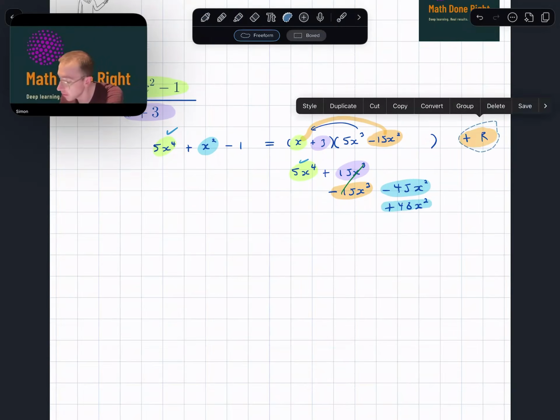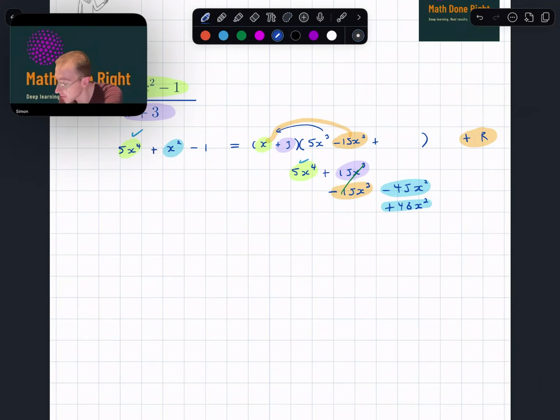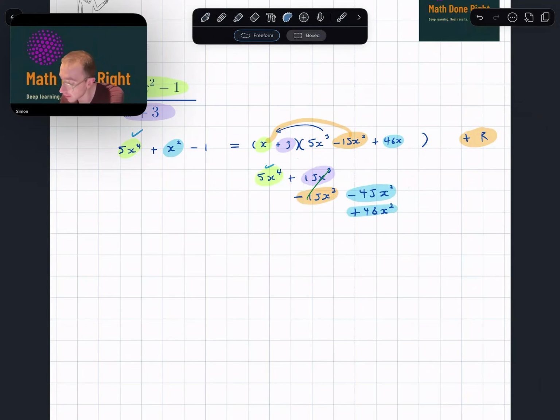So what's the next term that we put in? It's going to be 46x. It's going to be 46x that will multiply by that leading x and give us the 46x squareds that we need to have 1x squared. And then it's going to multiply by the 3, and it's going to give us plus, that's going to be 120 plus 18, so 138x.